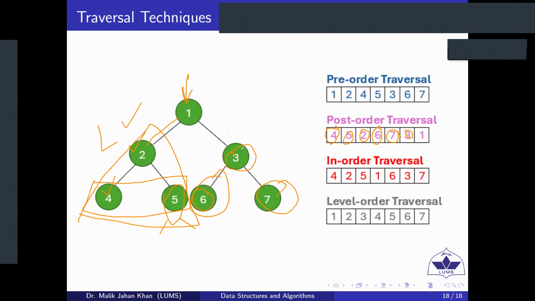And once 3 has been printed, then we are actually done with this whole subtree, which is the right subtree of 1. So once the right subtree of 1 has been printed, now we can safely process this parent itself, and 1 is printed at the end. So this is what is called post-order traversal. Any questions so far?